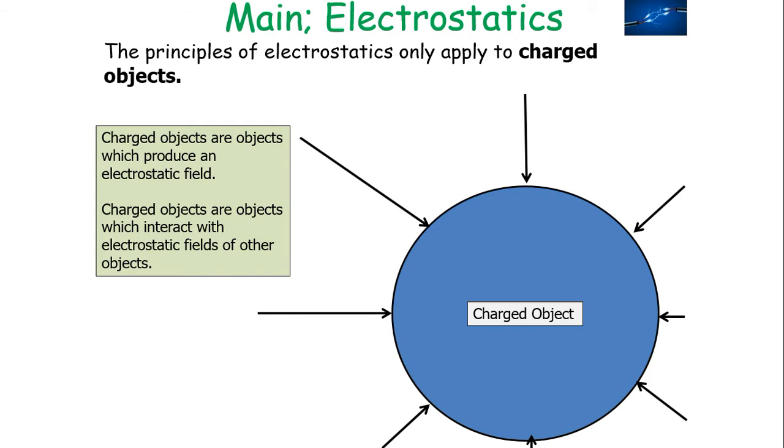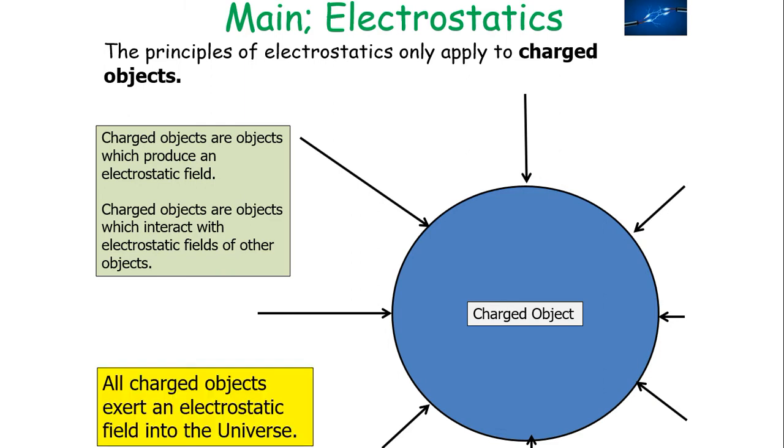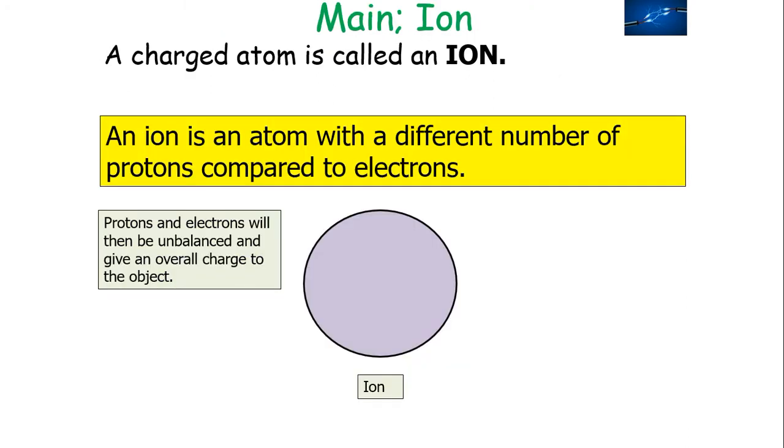Now, the principles of electrostatics, which we've covered previously, only apply to charged objects. Charged objects are objects which produce an electrostatic field, and they're also objects which interact with the electrostatic or electric field of other objects. So all charged objects exert an electrostatic or electric field into the universe.